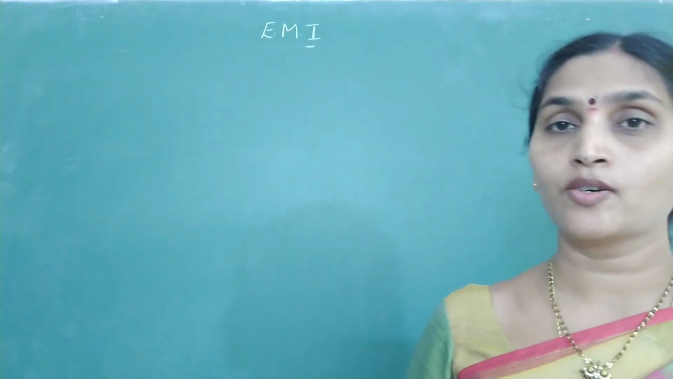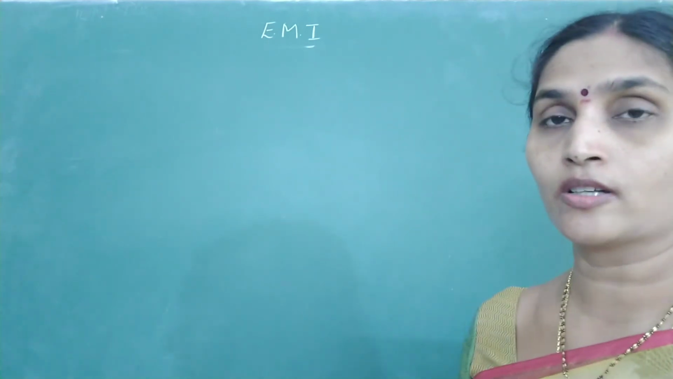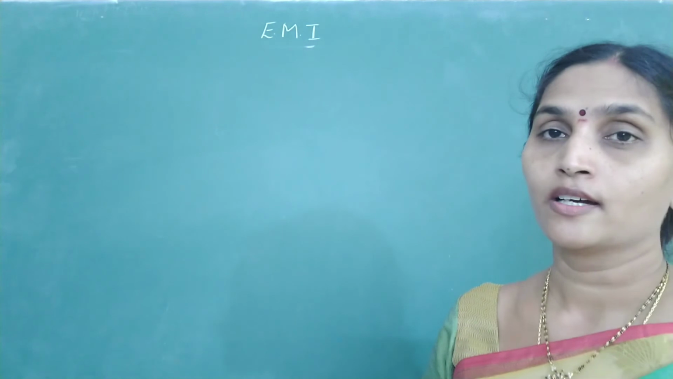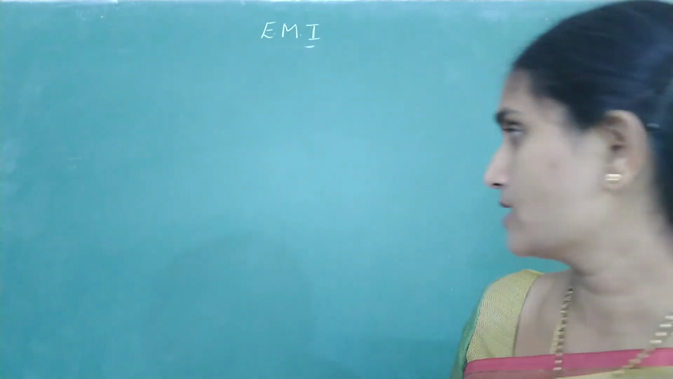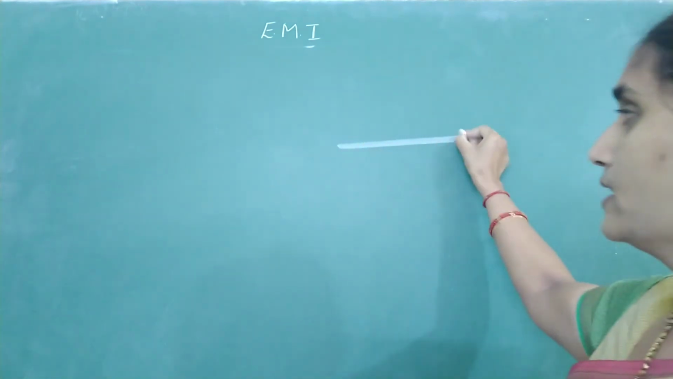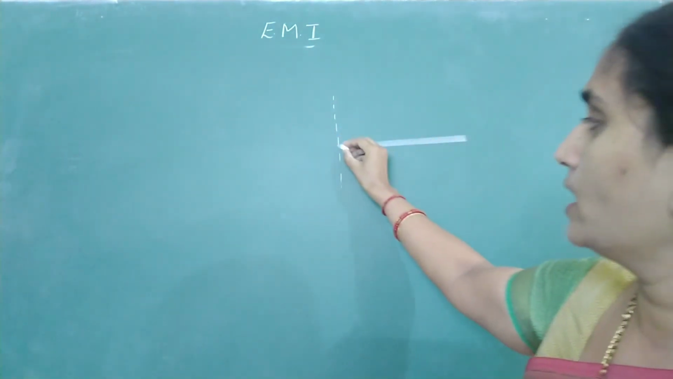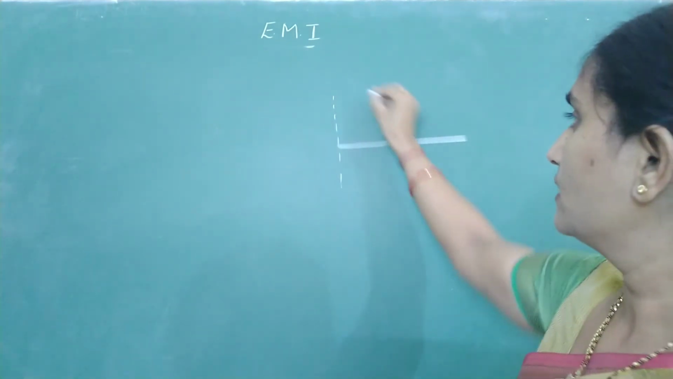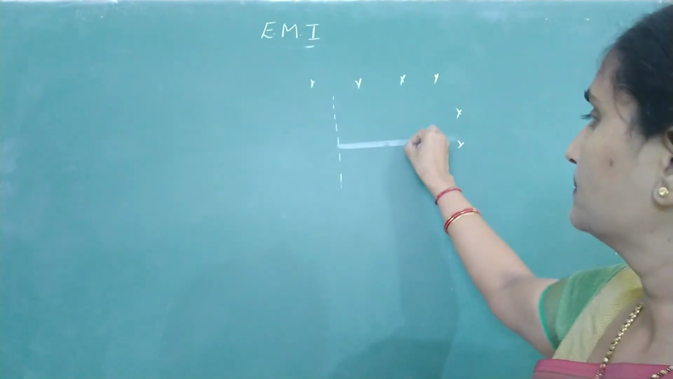How do we find the induced EMF when a metal rod is rotated in a perpendicular magnetic field, or the spokes of a cycle? When a cycle wheel is rotating in a magnetic field, what is the induced EMF between the center and the rim of the wheel? For such questions, first let us derive the relation. Say this is a metal rod, and you are rotating it about an axis passing through one end of the rod, and there is a magnetic field directed into the plane of the paper.